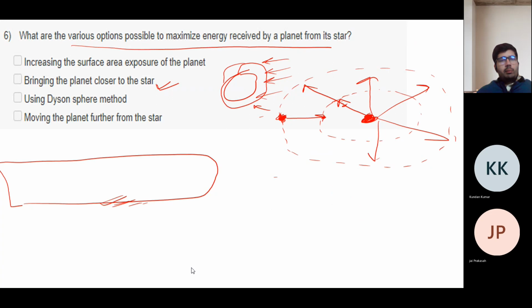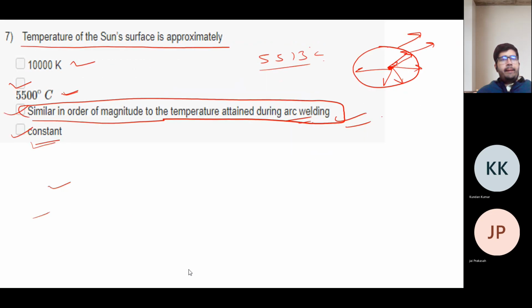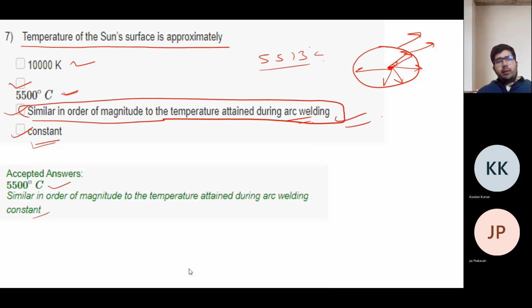So various options are possible to maximize the energy received by the planet from its star. You can increase the surface area, you can bring the planet closer to the star, you can use Dyson sphere methods. You can also change the temperature of the sun. But we have seen that it's constant, around 5500 degrees centigrade, and it is similar in order of magnitude to the temperature attained during arc welding. So all three options are correct.